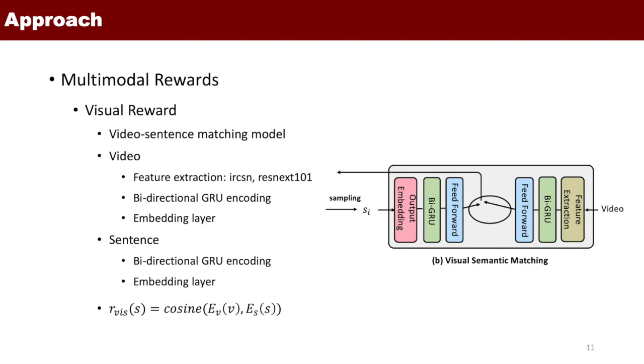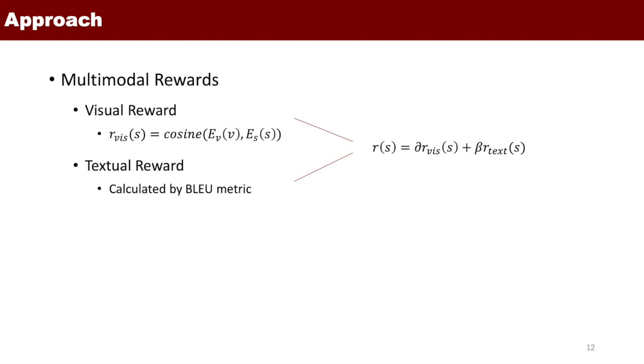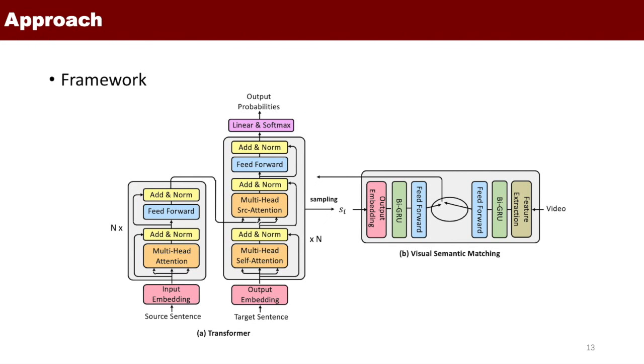After training, the visual reward of generated translation S can be computed as follows. To avoid the translation only satisfying the video content but not being in accord with the source sentence, we further combine the visual reward with a textual semantic reward, which is calculated by the BLEU metric. This is the whole framework of our objective-side VMT model.